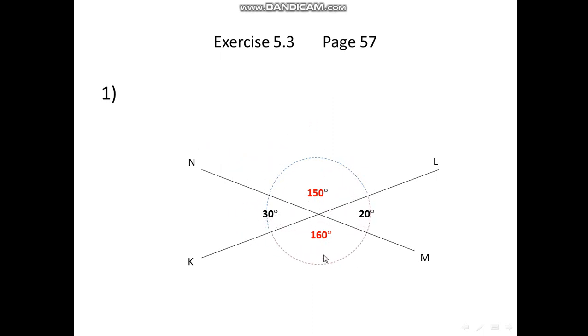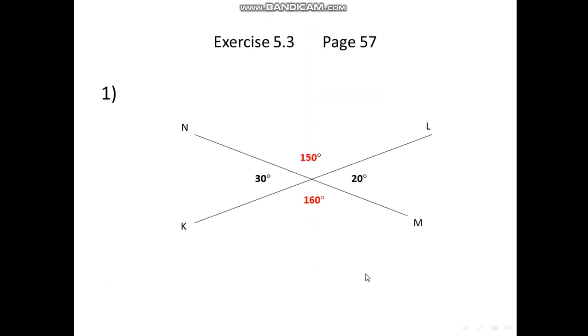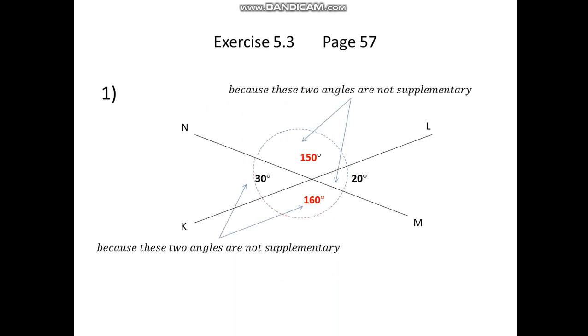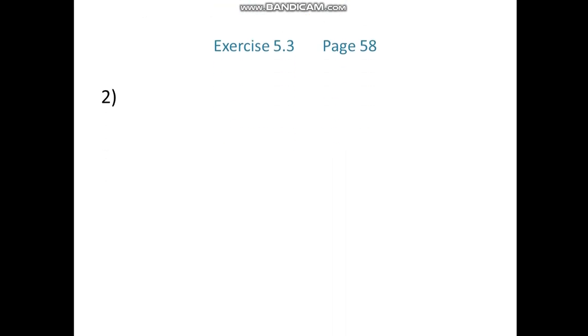If I measure this one also, 160 plus 20, the red arc will give me also 180. There's nothing wrong with the angle, but I have to go further, and I measure this one here. 150 plus 20 is 170. These two angles don't add up to 180. They are not supplementary to 180. And this is also not. So I can say these two angles are wrong, because they are not supplementary.